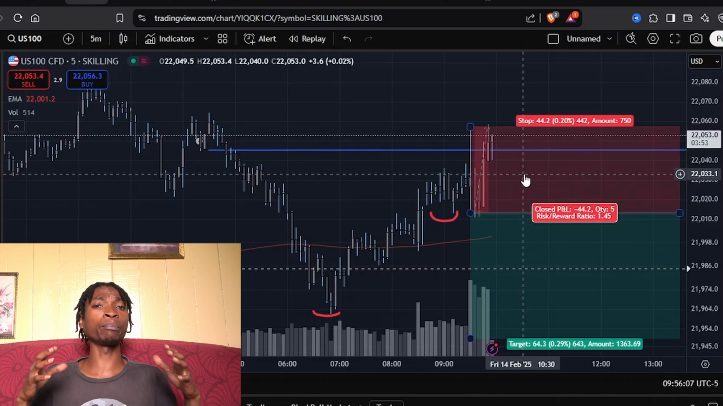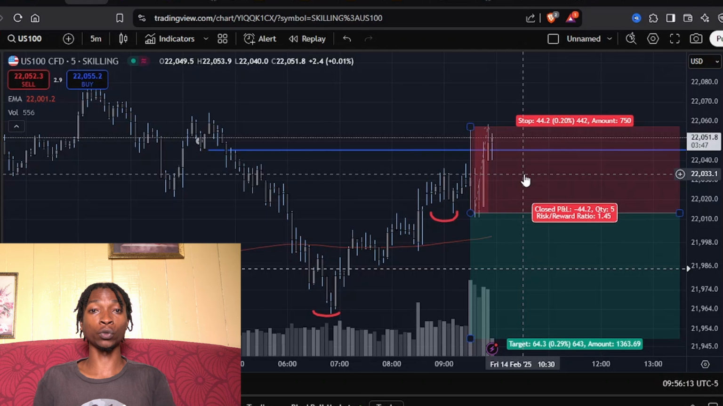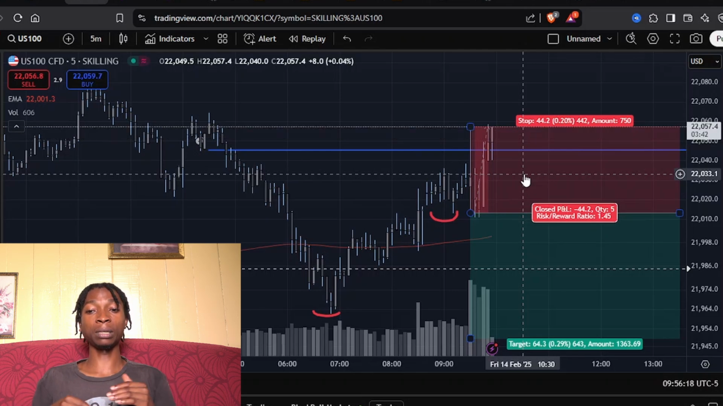So it's very, very important to take that business approach to your trading. You should treat it like a business. You should treat it like a career, something that you want to keep improving or keep getting better at. So that would be the case right now.